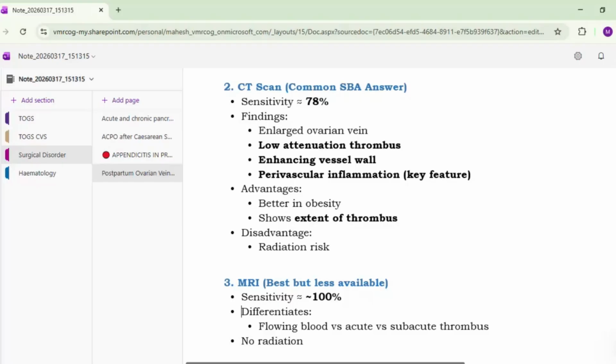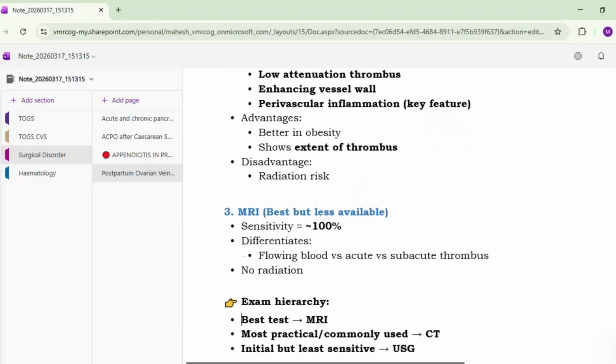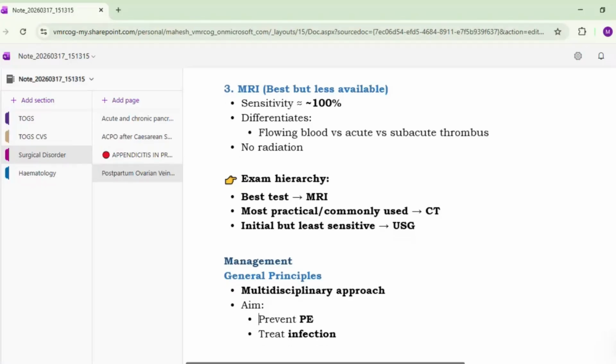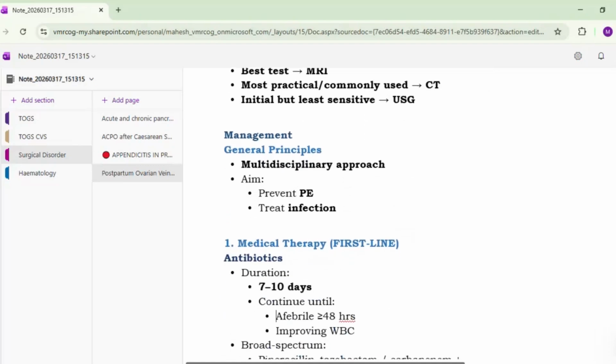MRI is best, but it is less available. Sensitivity is around 100%. It differentiates flowing blood from acute or subacute thrombus. There is no risk of radiation. So the best test will be MRI, but the most practical or commonly used is CT. The initial but least sensitive test is ultrasonography. So remember what question they are asking.